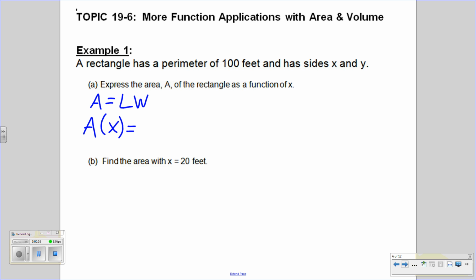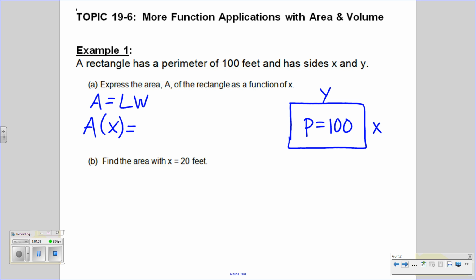So that means instead of L and W in the formula, we want to make it in terms of x. So let's draw a picture over here for what we're talking about. So we have this rectangle, and we know the perimeter is 100. And we know the sides are x and y. Okay, so we want to make the length in terms of x and the width in terms of x.